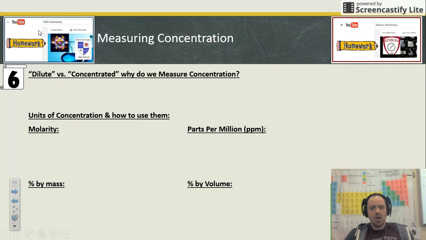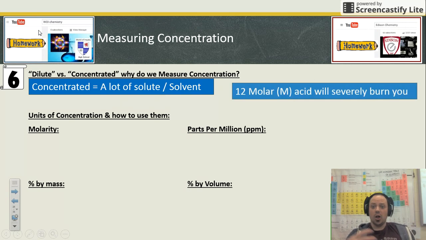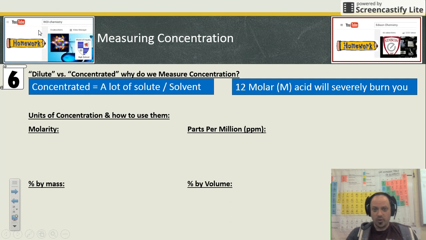All right. So measuring concentration, dilute versus concentrated. How do we measure concentration? Well, concentrated is a lot of solute for a little bit of solvent. So the numbers that we would calculate for these would be large numbers. Molarity is what we use for concentration most of the time, and capital M is the unit there. 12 molar acid would be very, very concentrated and could damage us.